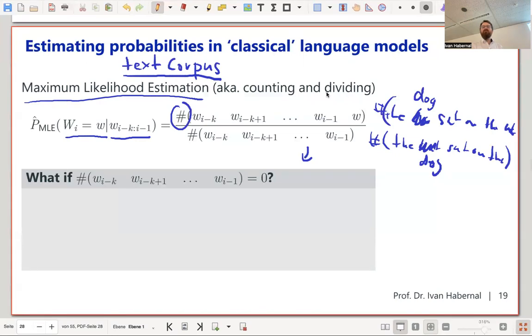What do you do? A simple trick. You don't want to divide by 0. So you say, I didn't see that at all. What can you do to fix that? Everything is 0. Yeah, zero probabilities are kind of bad, because a sentence like the dog sat on the cat has a probability. It's a valid sentence, so it shouldn't have 0 probability, right? It's a sentence in a language.